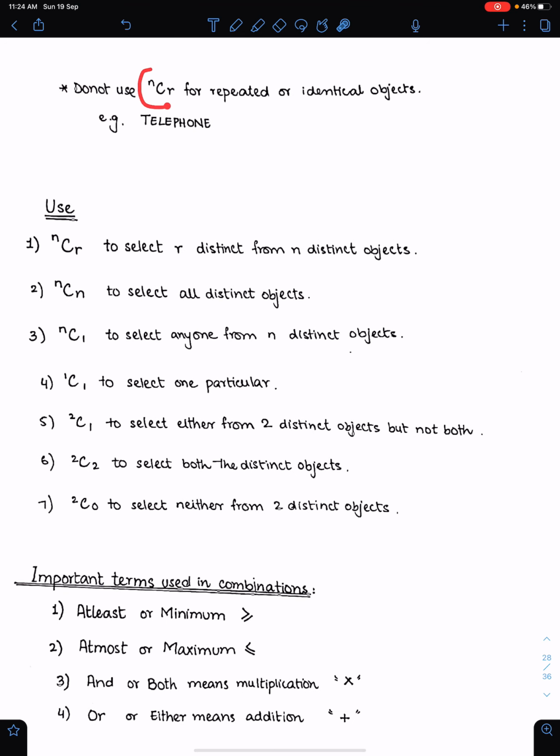Do not use NCR for repeated or identical objects. For example, like in this case, the letter E is repeated, so never use NCR for these types of questions.